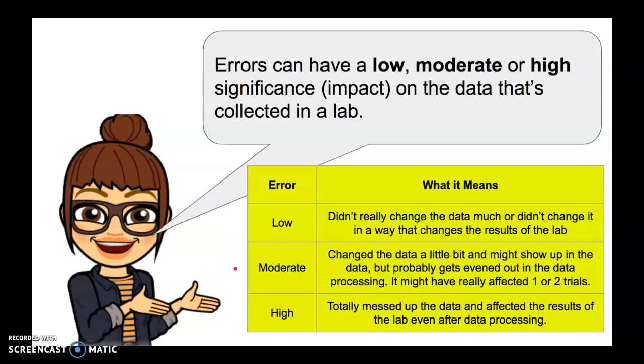A moderate error changed the data a little bit and might show up in the data, but it'll probably get evened out in the data processing. So it might have really only affected 1 or 2 trials. And then finally, high would be like, that totally messed up the data and it affected the results of the lab even after data processing. So often when you find out that your hypothesis was incorrect, it's possible that you had a lot of errors that had high significance and it messed up your data.